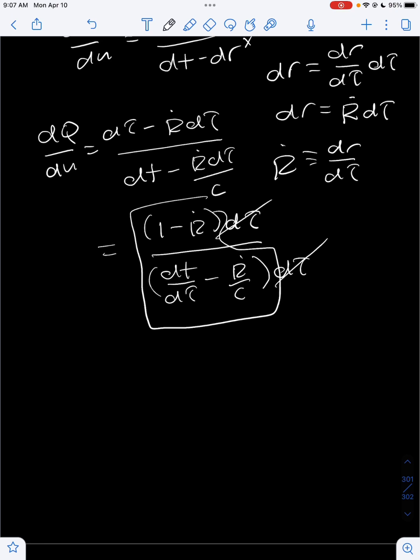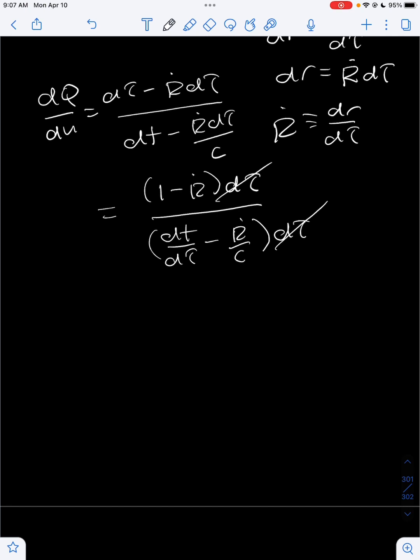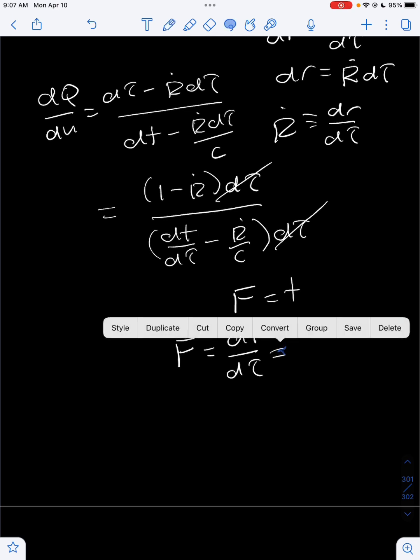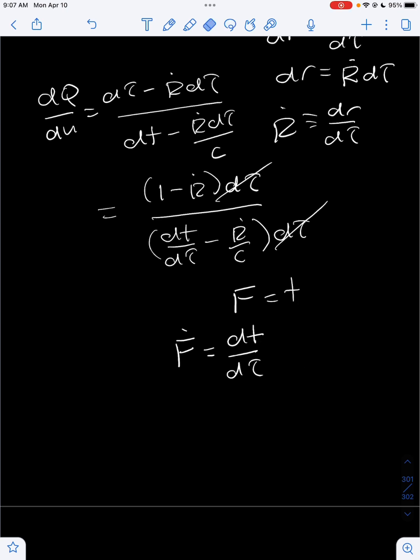Now, you guys might say, you don't have any proper time terms anymore, but the problem is we still have one right over here. So how do we find out what that's going to be? Well, to do that, we can define some dummy variable, f, where f equals t. So dt over d tau is just going to be df over d tau, which we can call f dot. To find f dot, what we want to do is match the metrics.